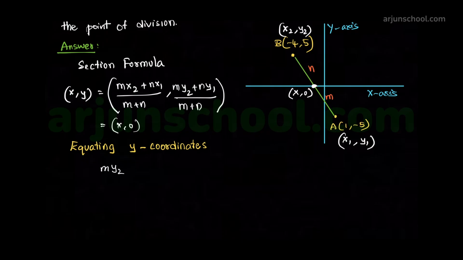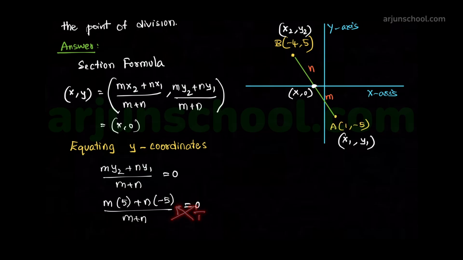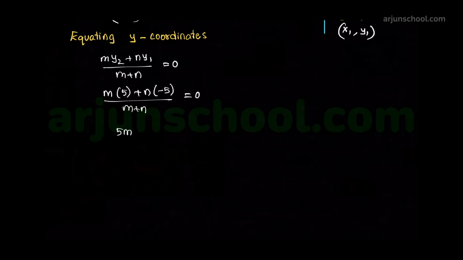(m times y2 + n times y1)/(m + n) is equal to 0. Let us substitute the values for y1 and y2. (m times y2, which is 5, plus n times y1, which is -5)/(m + n) is equal to 0. Cross multiplication, we get m times 5 is 5m, n times -5 is -5n, is equal to 0. That implies 5m is equal to 5n. Cancel 5 on both sides. m is equal to n.